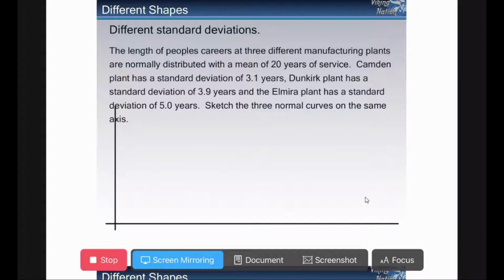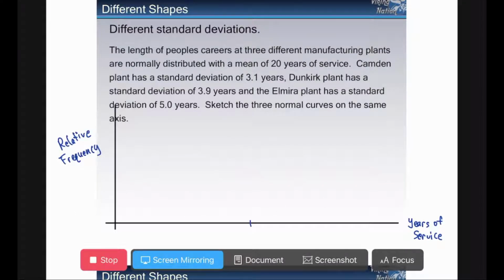So let's start by reading the question first. The length of people's careers at 3 different manufacturing plants are normally distributed with a mean of 20 years of service. Camden plant has a standard deviation of 3.1 years. Dunkirk plant has a standard deviation of 3.9 years, and the Elmira plant has a standard deviation of 5 years. Sketch the 3 normal curves on the same axis. So I'd like you to pause and try that on your own first. Then when you're ready, continue, and we'll do it together.